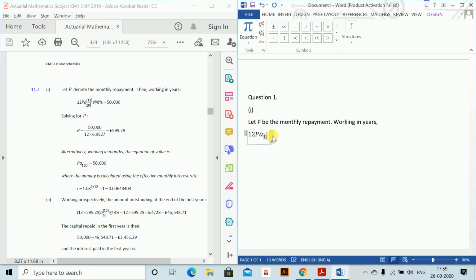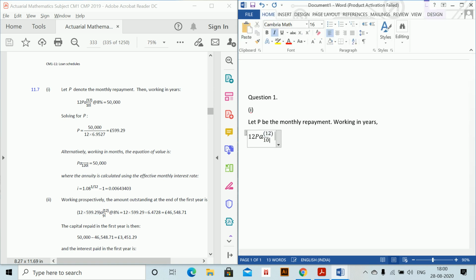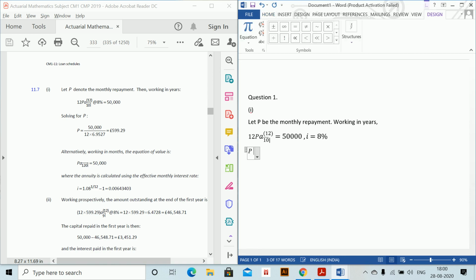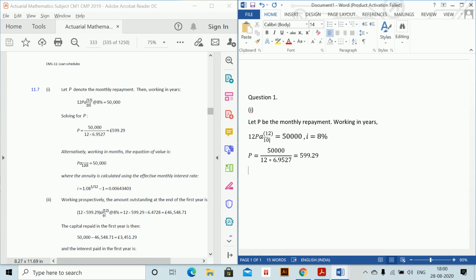Make sure you're on N. 10, to the power 12. Remember, I told you, to the power 12, this goes up. Okay, 12 in brackets, there should be double brackets when you write 12, is equal to 50,000, where we just write i equals 8%. And then we get P equals 50,000 divided by 12 into 6.9527, which is equal to 599.29. Okay, we have calculated P.